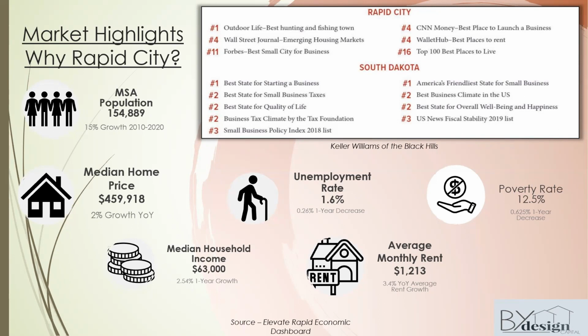Unemployment rate, super low. We've consistently been one of the lowest in the nation. South Dakota in general as a state, and then Rapid City as the market here, very low unemployment rate, and it's continued to decrease over time. Poverty rate, 12.5%. It's declining, so it's under that 20%. Median household income, 63,000 and growing. It stayed fairly steady. And then our average monthly rent right now is around $1,200 a month and growing at about 3.4% year over year.